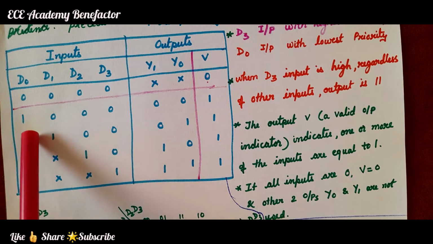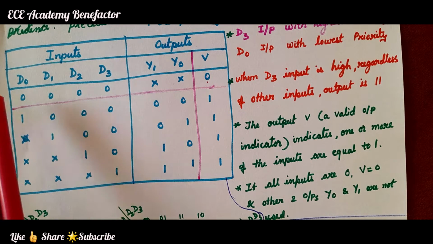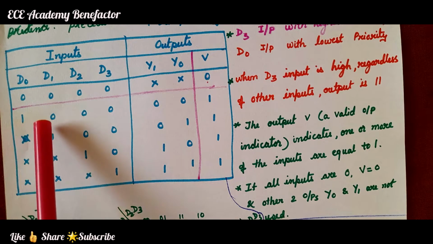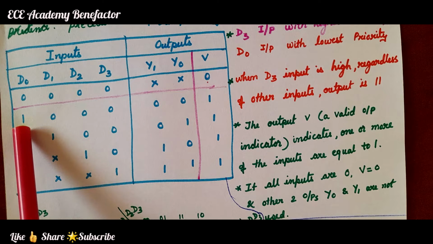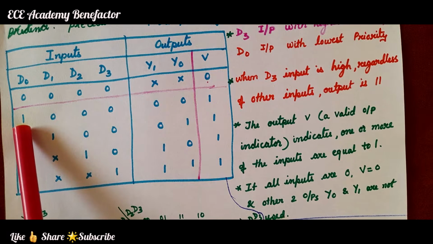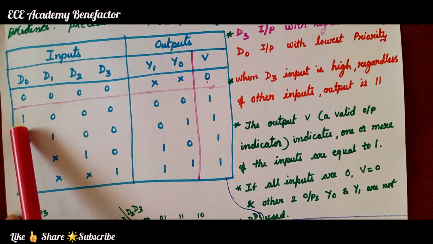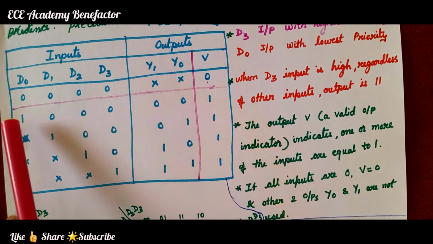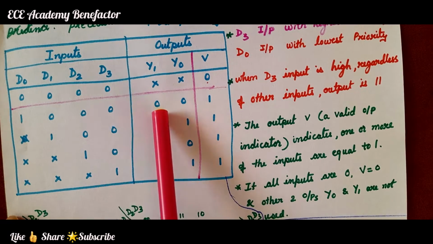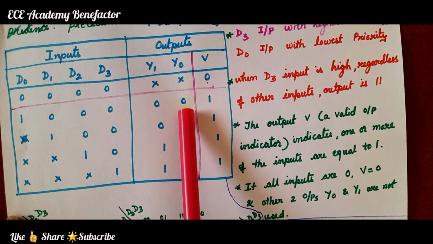Now, let us see condition 1: D0 is 1 and all other inputs are 0. What will be the output? The valid output will be 1, because at least one of the inputs is 1. D0 is 1, so obviously the output will be 0, 0.